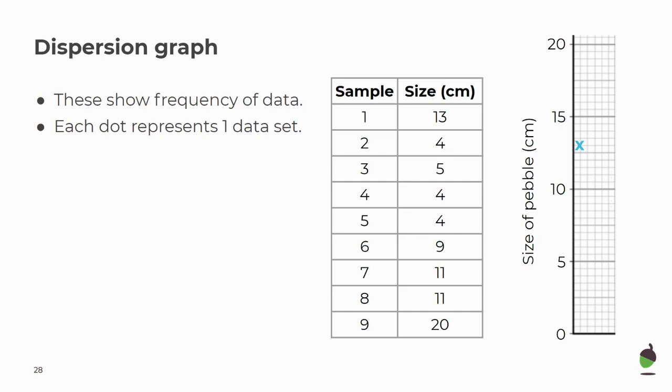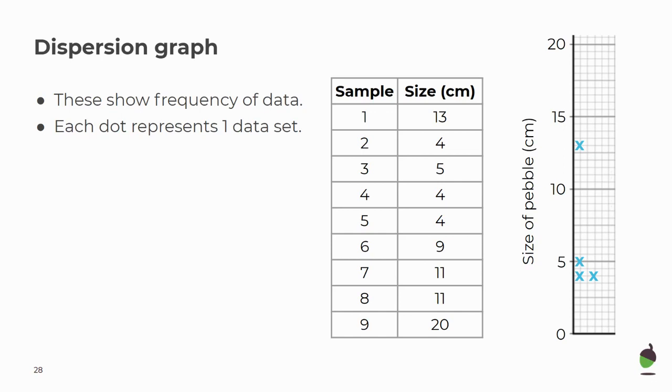Sample number 2 is 4 centimetres. Sample number 3 is 5 centimetres. But then we've got a repeat. So sample number 4 is 4 centimetres again. So here we just put the cross further along. It's almost like a tally chart.